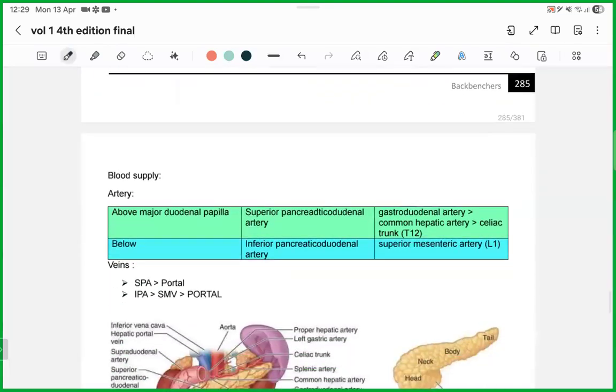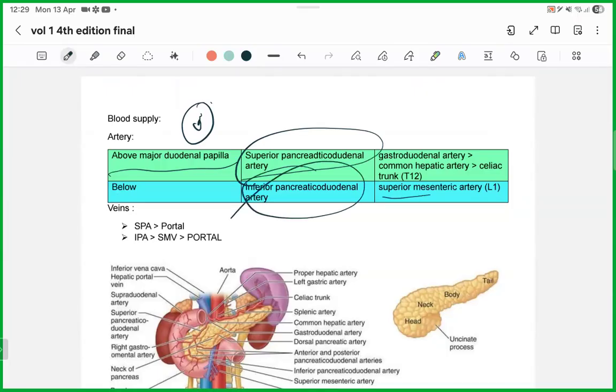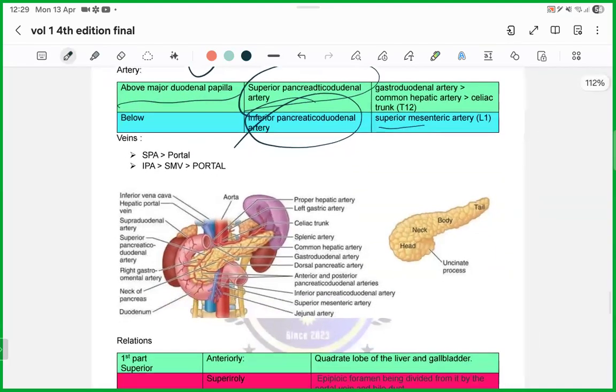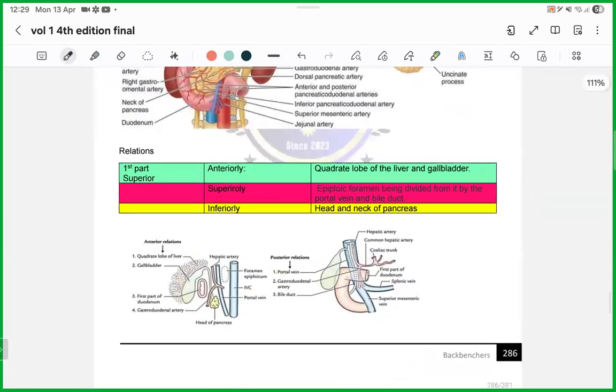This information. Blood supply, 100% important. Above the major duodenal papilla, superior pancreaticoduodenal artery from gastroduodenal artery, and inferior pancreaticoduodenal artery from superior mesenteric artery. Remember this. And veins, 100% important. Just remember this. Relations are the most important thing here.